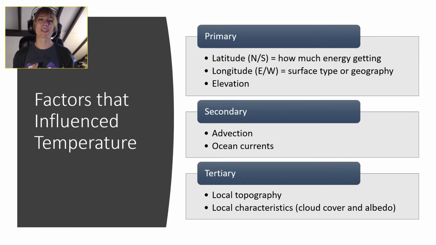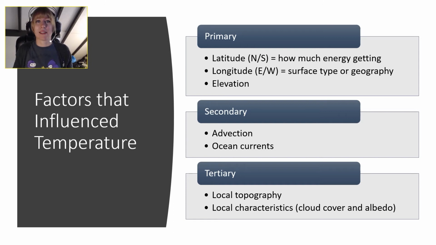So what factors influence temperature? So we have the primary factor, secondary factor, and tertiary. So primary factor is latitude. How much energy are you getting is based on how far north or how far south you are. And then you have longitude, which is your surface type or your geography. So are you near the water or are you in the middle of a continent, like Vancouver and Winnipeg? And then your elevation. How high are you? Are you at the top of Mount Everest, or are you in Florida, where you're of a very low elevation?